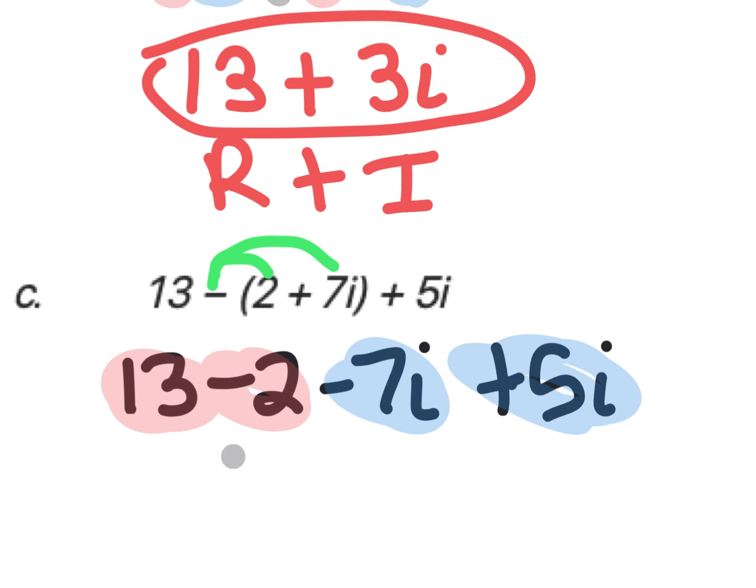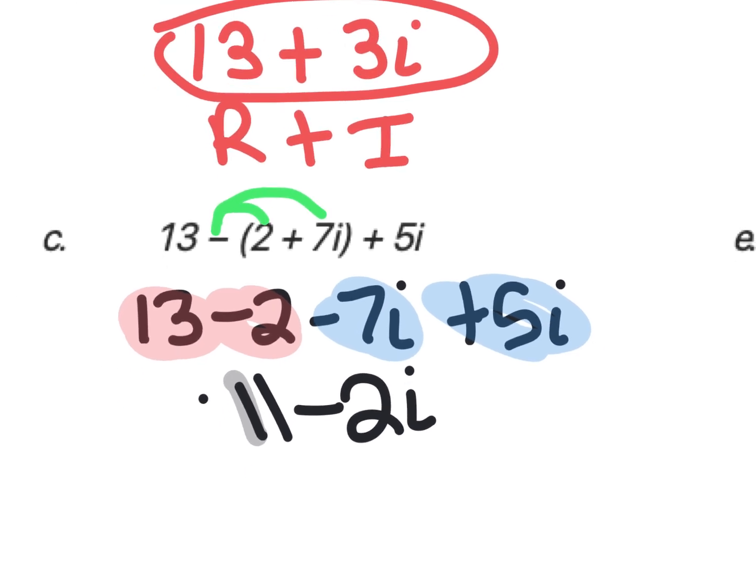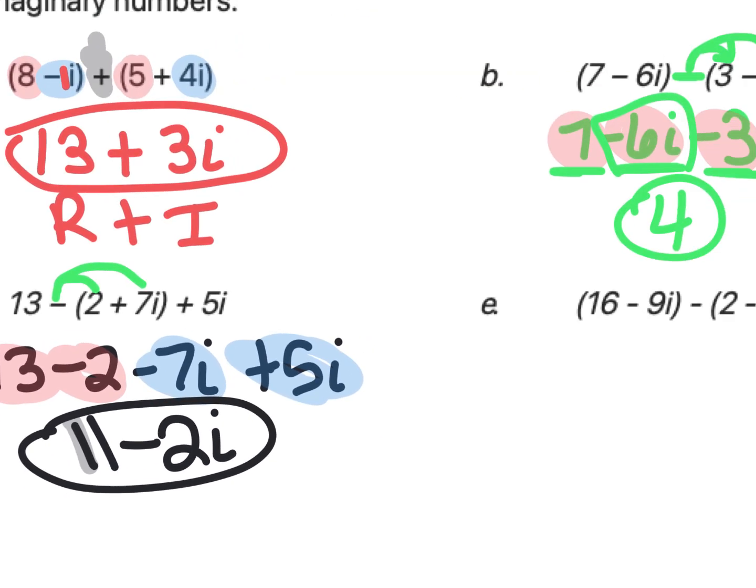So 13 minus 2 is 11. Minus 2i, because if you combine those like terms, negative 7i plus 5i is negative 2i.